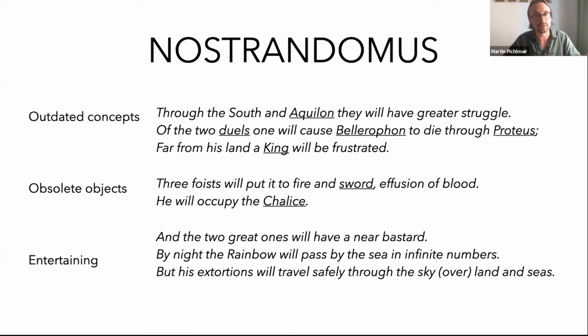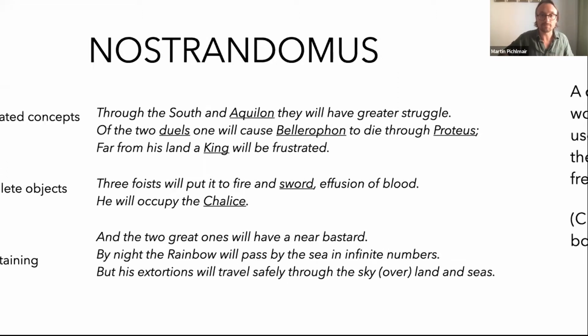So most likely he already used a form of manual procedural generation. Well, the results are, of course, rather hilarious. Most of them use very outdated concepts like, I don't know, Proteus and duels and stuff like that. Obsolete objects, swords and chalices all over the place, a lot of blood also. And in the best case, they are actually quite entertaining, like by night the rainbow will pass by the sea in infinite numbers. Whatever it means, this is the future we are all going to face.